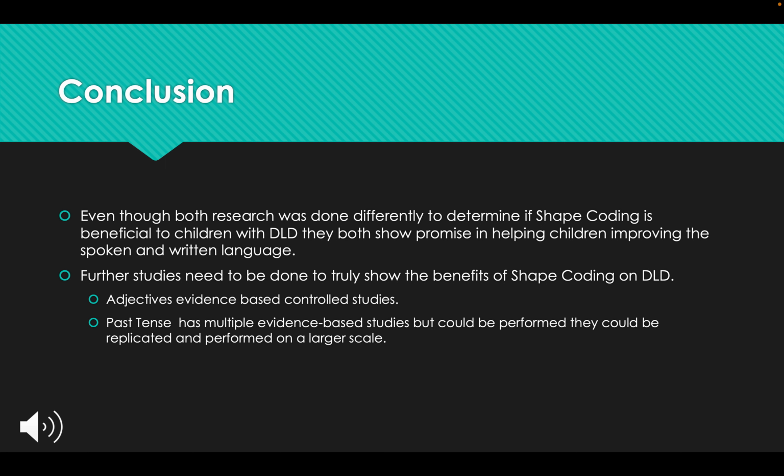In conclusion, even though both research on adjectives and past tense was done differently to determine if shape coding is beneficial to children with DLD, they both show promise in helping children improve their spoken and written language. Past tense was shown by its results in the initial intervention group and when the control group received intervention. The research on adjectives shows us this by how the shape coding program teaches adjectives and comparing that to what children with DLD struggle with when it comes to adjectives.